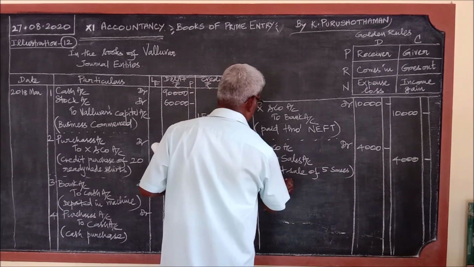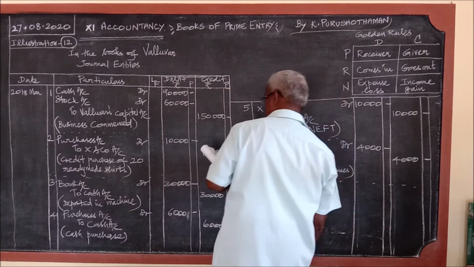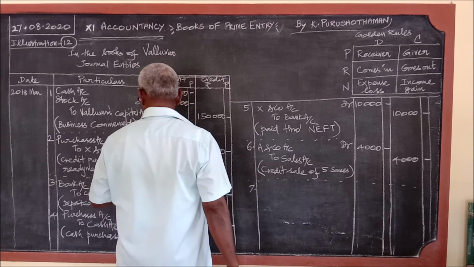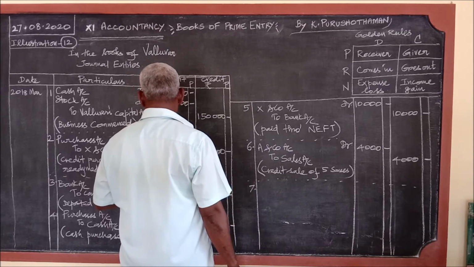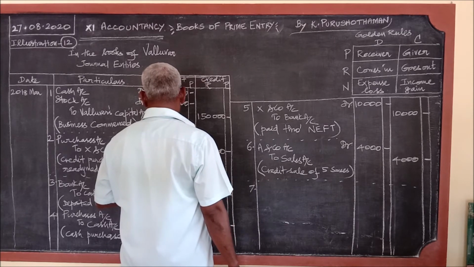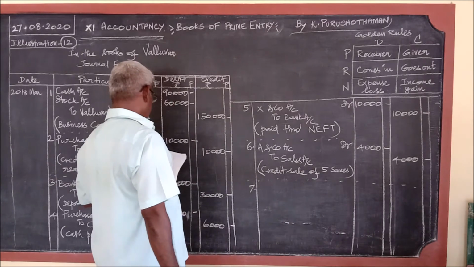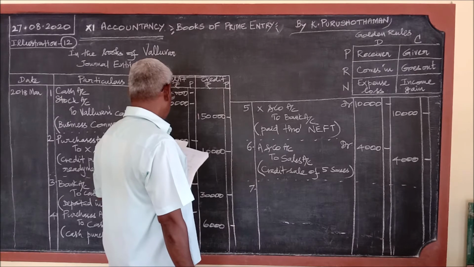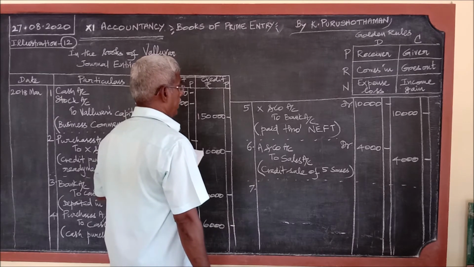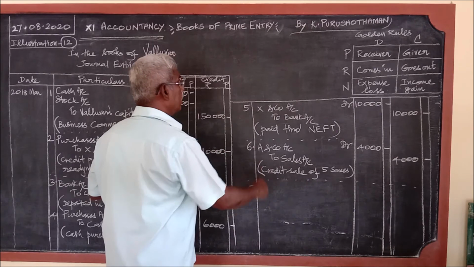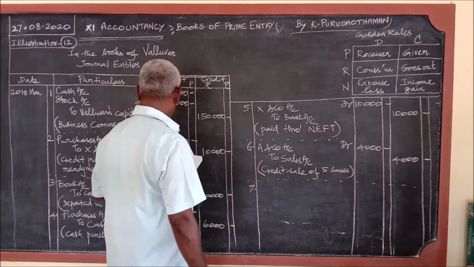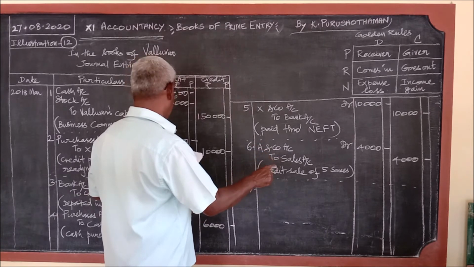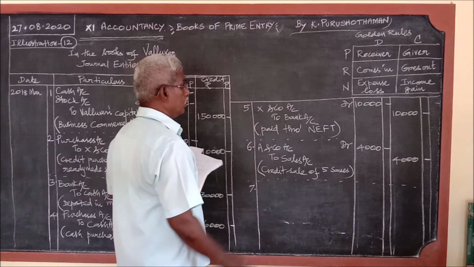Then after sixth, leave a one line gap. The seventh one: A and Co deposited the amount due in cash deposit machine. What is the amount due to A and Co? 4,000 rupees. This amount is deposited into the cash deposit machine by A and Co.